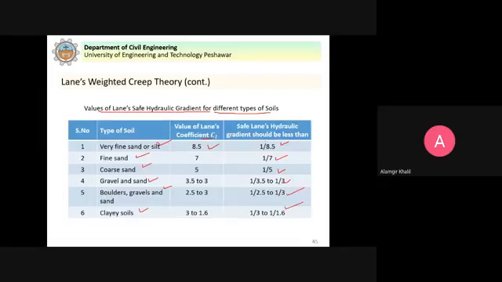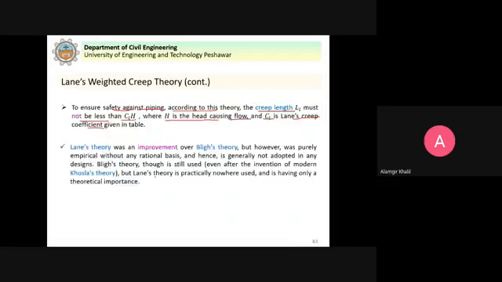For very fine sand or silt, less than 1 divided by 8.5. Then the structure will be safe against piping. So for different types of soils. So what Lane did is he just gave weightage to the horizontal and vertical creep. The rest everything is the same as Bligh's theory.